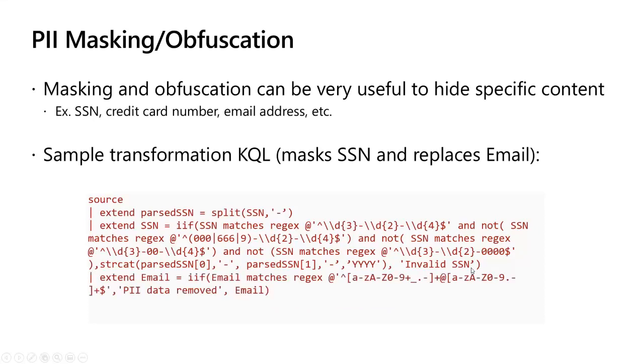For email, we're going to do something similar. We basically check if the email field is matching the regular expression of an email address. If it does, we'll just replace that email address with this text, PII data removed. And then we'll leave the email as is if for whatever reason it doesn't match an email address. At the end we project away the intermediate field that we used for the calculations, the parse SSN field. We don't need that anymore. And then we just project the ones that we really need: time generated, the SSN, and the email.